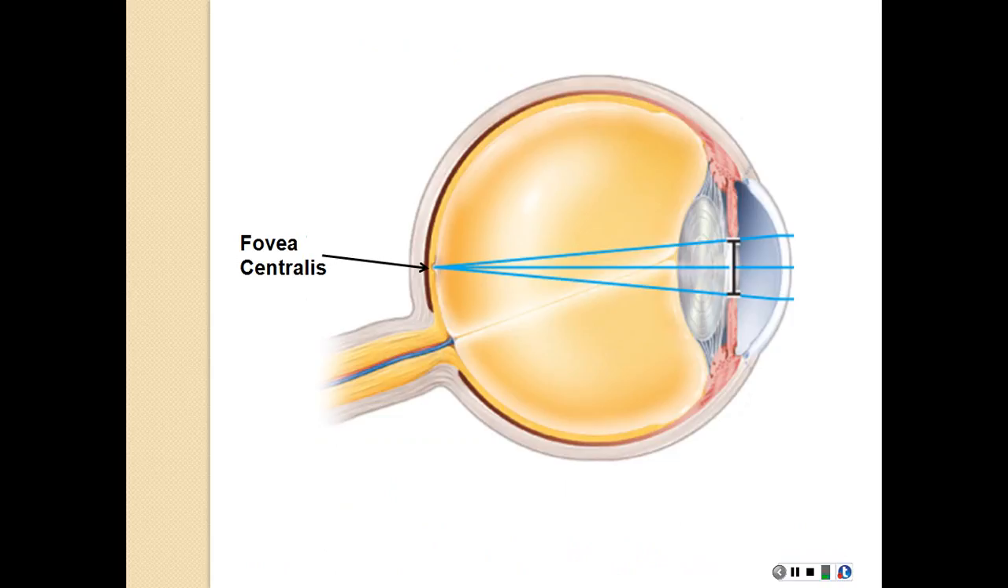The fovea centralis. So as light enters the eye, whatever object you're looking at, the image is going to fall right there in the center of the fovea centralis.